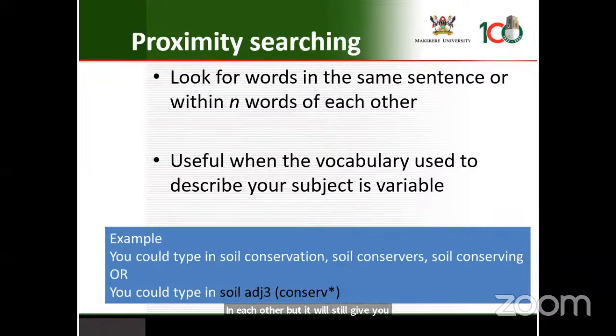That's what ADJ means: adjacent. So if you put the word soil, then three words in the middle, and then conservation, it will still give you studies on soil conservation. But if you finish the whole sentence after soil, then start another sentence, and in the middle you put conservation, you may get very different results. So ADJ means adjacent 3. You can do adjacent 2, you can do adjacent 4. But the more you put, the less the relevance.